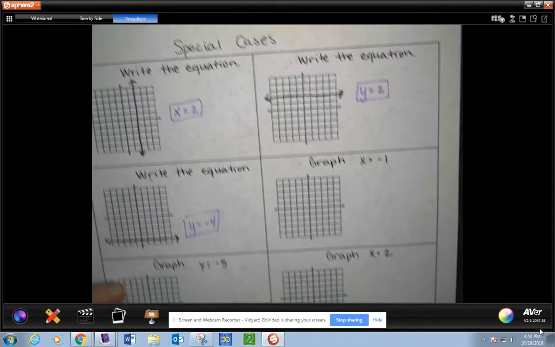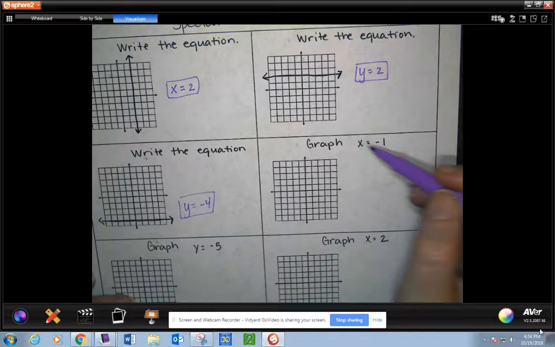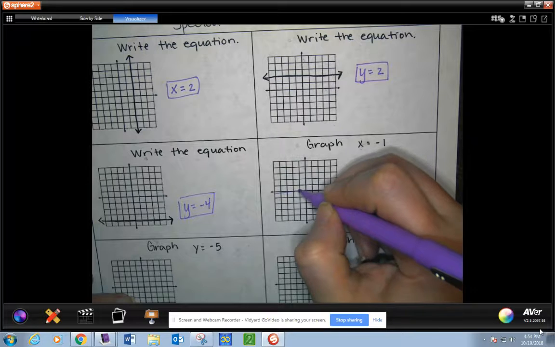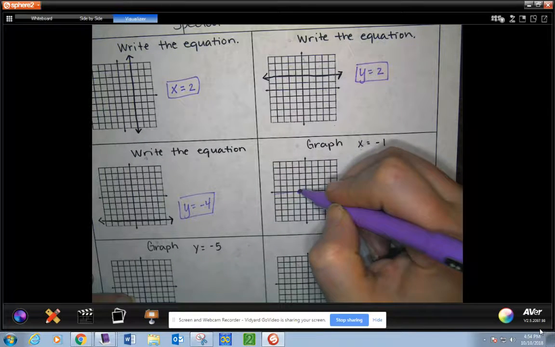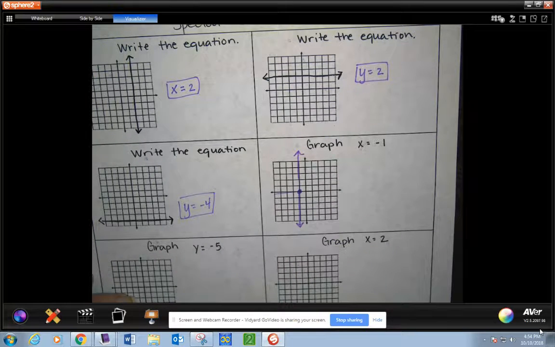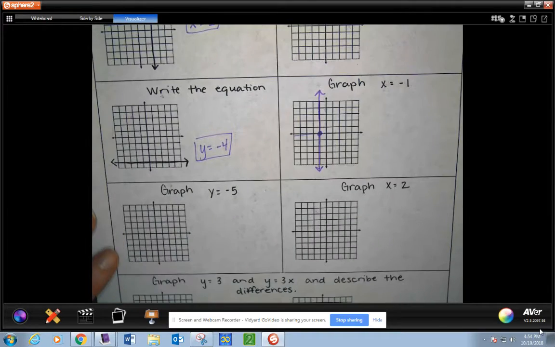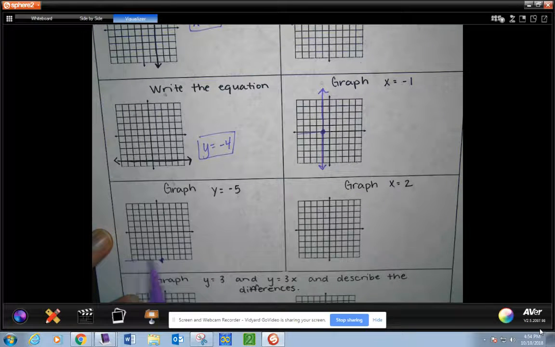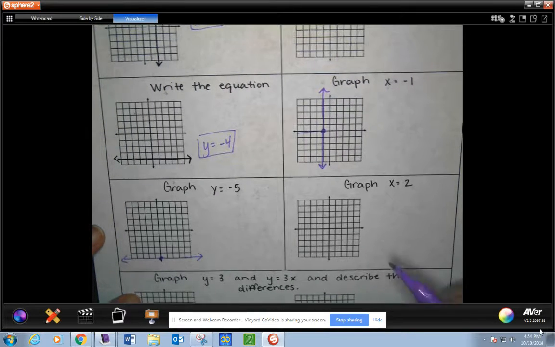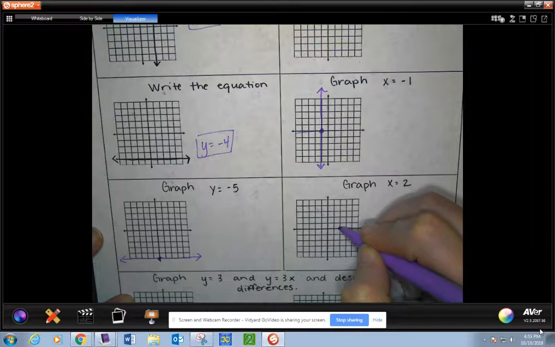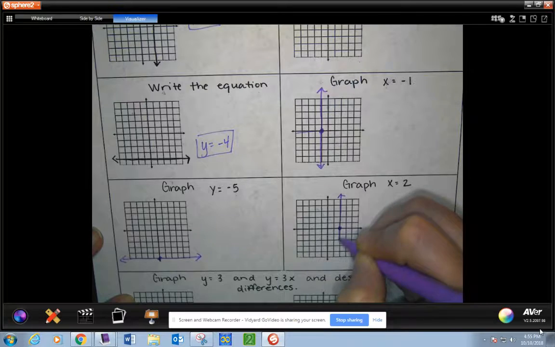Okay, for the next 3 examples, they want you to graph it. Since it says graph x equals -1, you need to go to the x-axis and find -1, and you are going to go across the x-axis. You always have to go across the letter they give you, and that's your line. For graphing y equals -5, I'm going to go to -5 on the y-axis, and my line must go across the y-axis, so a horizontal line. When I graph x equals 2, I'm going to find 2 on the x-axis, and this time I need to cross the x-axis, so I'm going up and down.